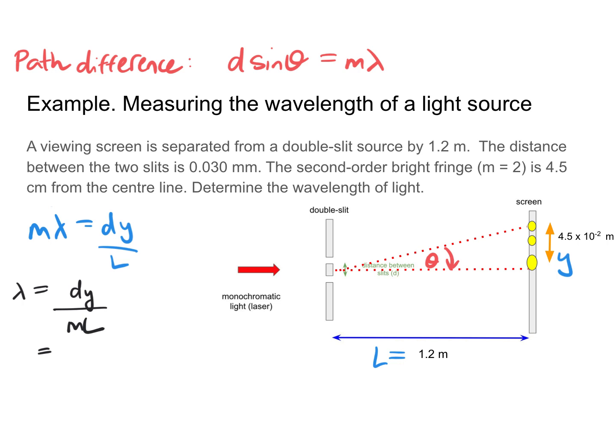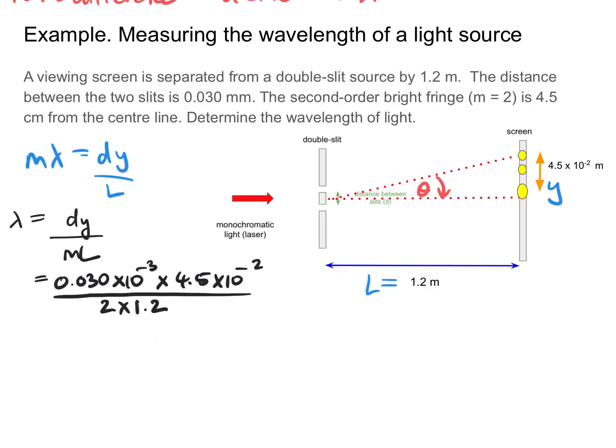So d is the distance between the slits, so 0.030 millimeters. So divide by 1,000 to convert to meters. Y is our distance between the central order bright spot and the second order bright spot, so 4.5 times 10 to the power of minus 2. Because it's between the central and the second order, m is equal to 2, and our L is 1.2 meters. Entering that into the calculator gives us 5.6 times 10 to the power of minus 7 meters.